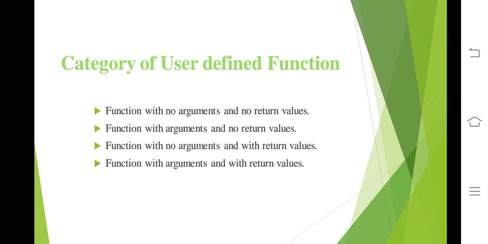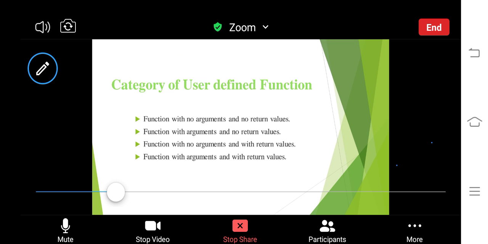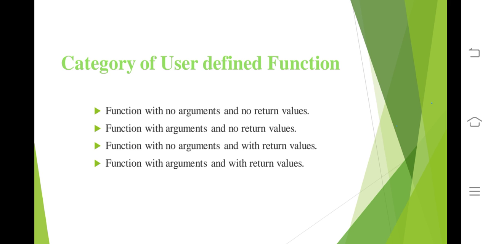The category of user-defined functions has four categories. First one is function with no argument and no return values. Second one, function with arguments and no return values. Third one, function with no arguments and with return values. Last one, function with arguments and with return values. Let me see about them one by one.